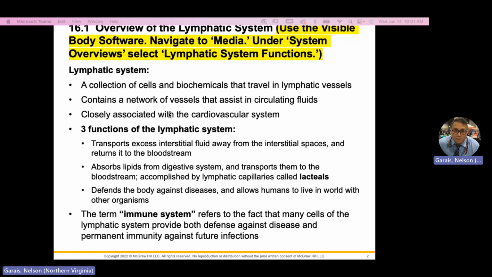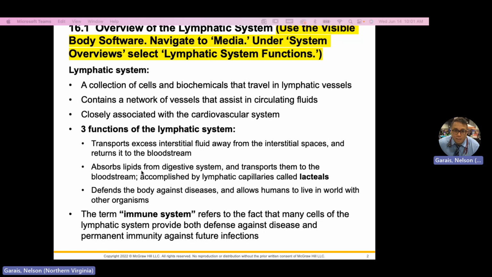But another thing that it also does is it works closely with the cardiovascular system to, and this right here is the immune part, it removes excess interstitial fluid or excess fluid from your cardiovascular system so as to prevent edema. And edema is when the interstitial fluid gets out of hand and it starts flooding areas that shouldn't be flooded with fluid. And like we mentioned before, too much of a good thing, like water, becomes a bad thing.